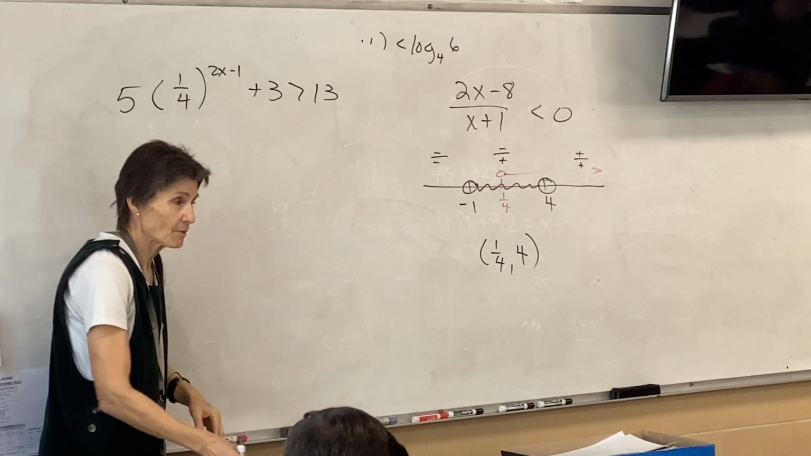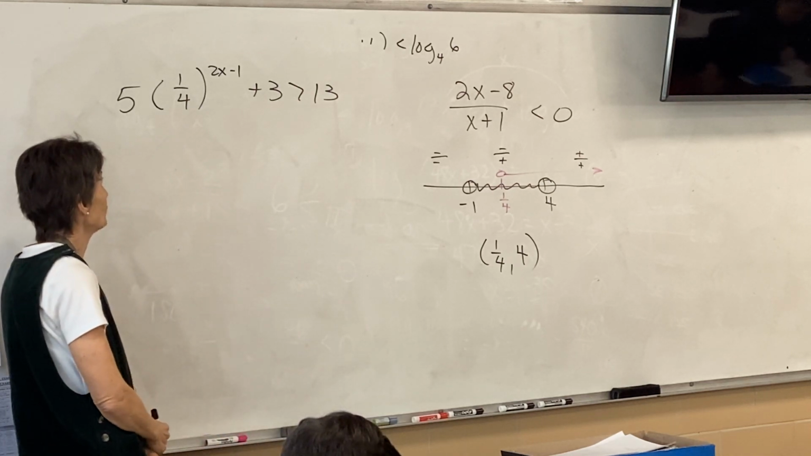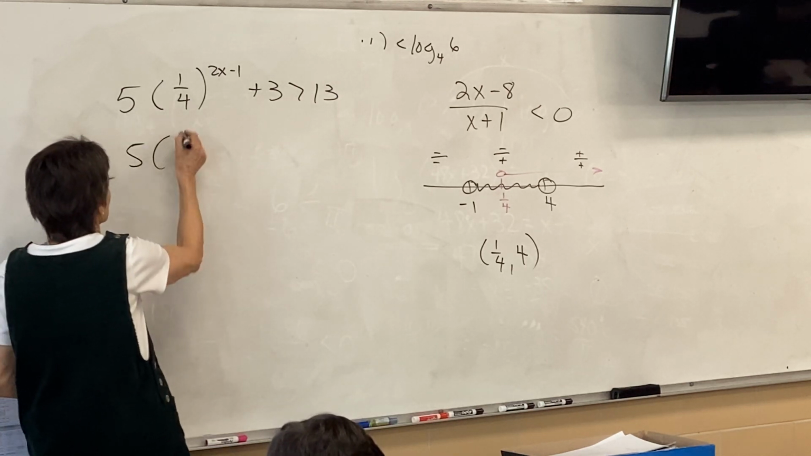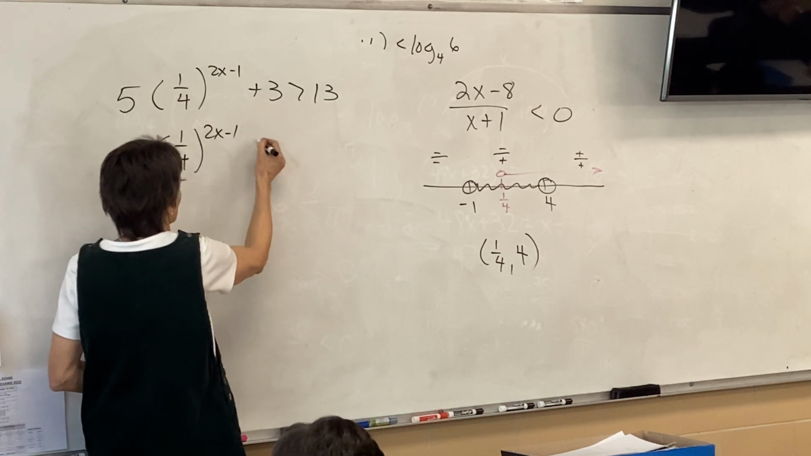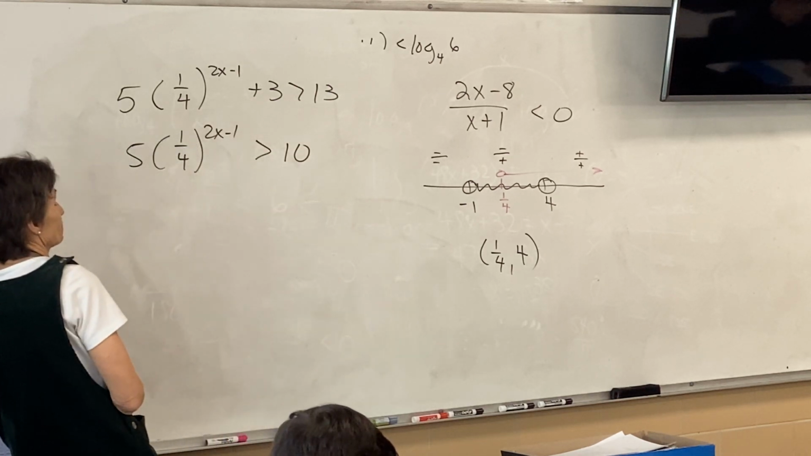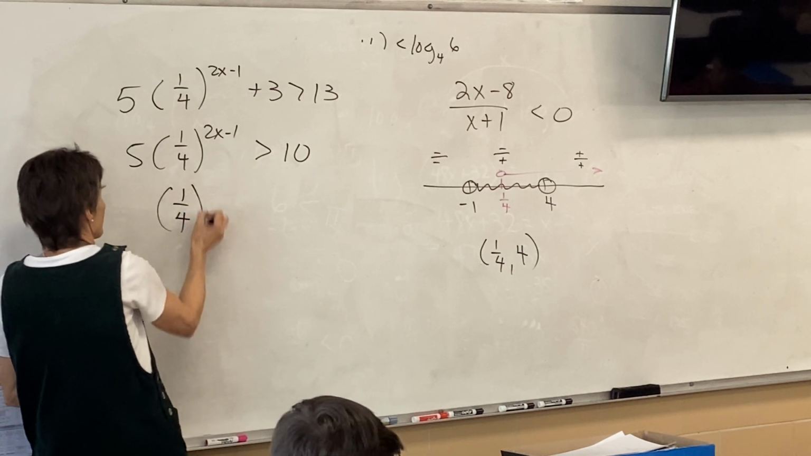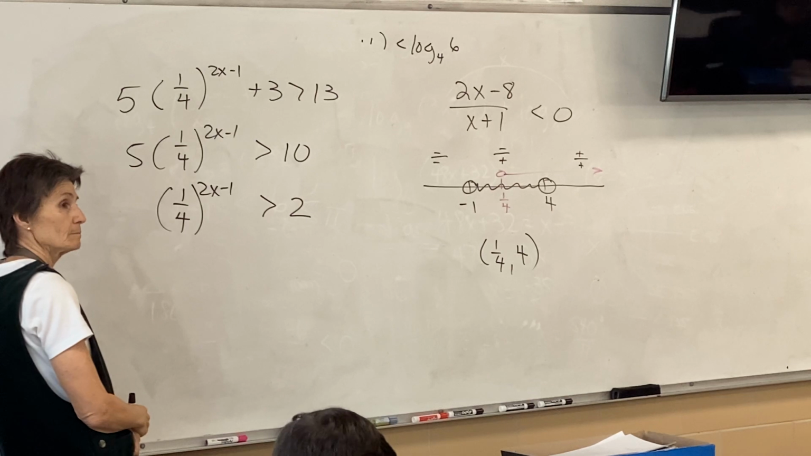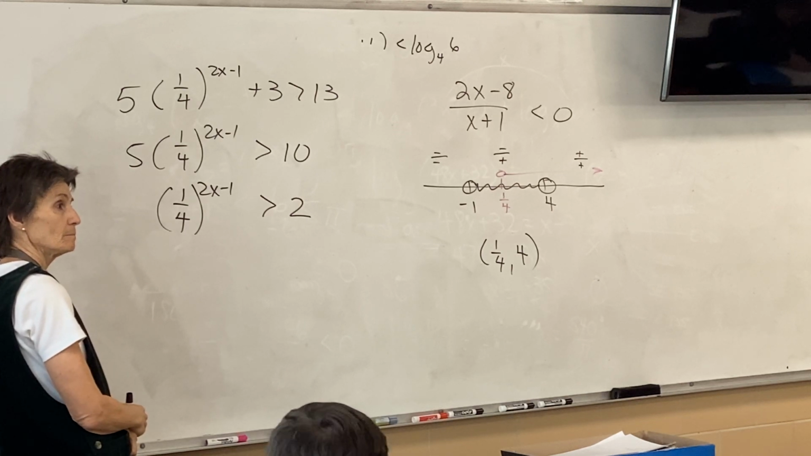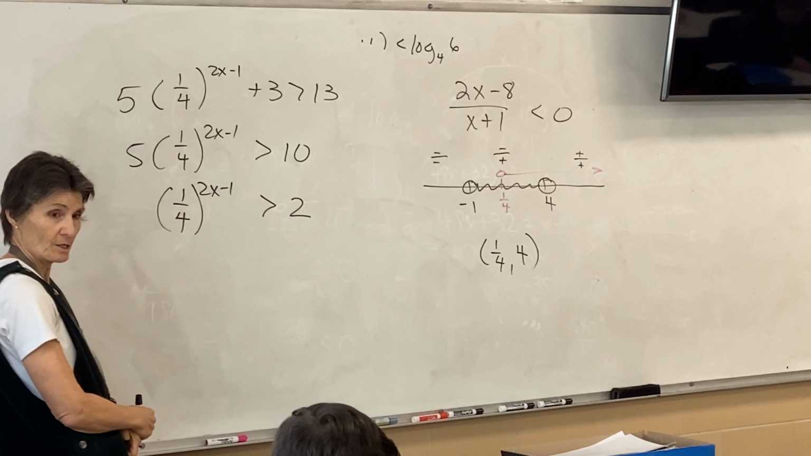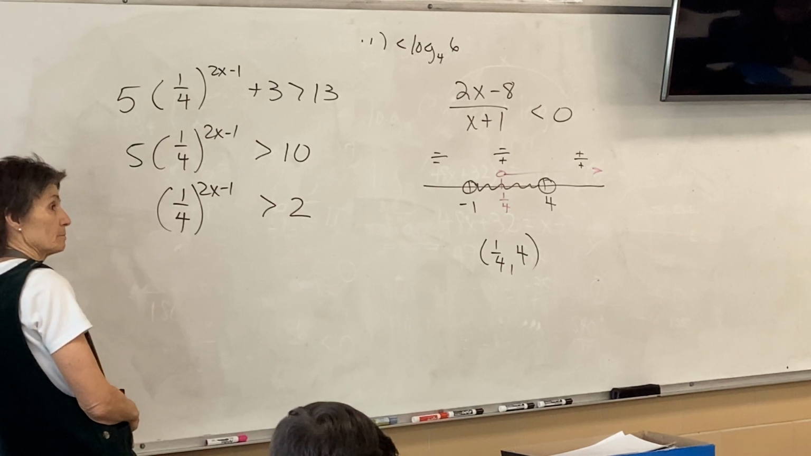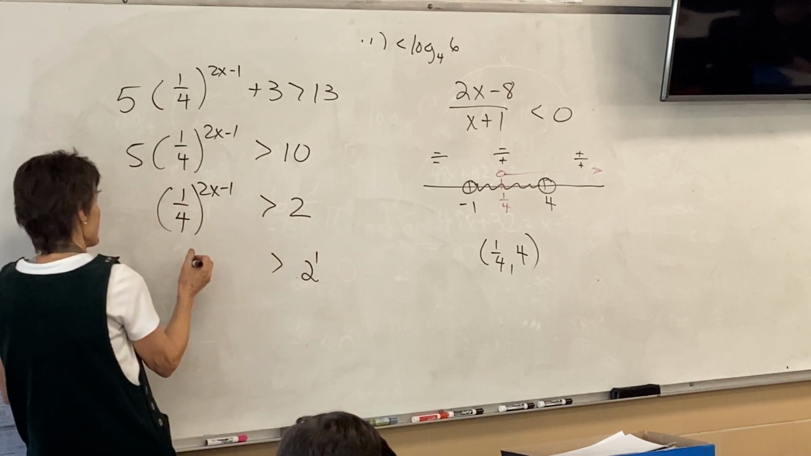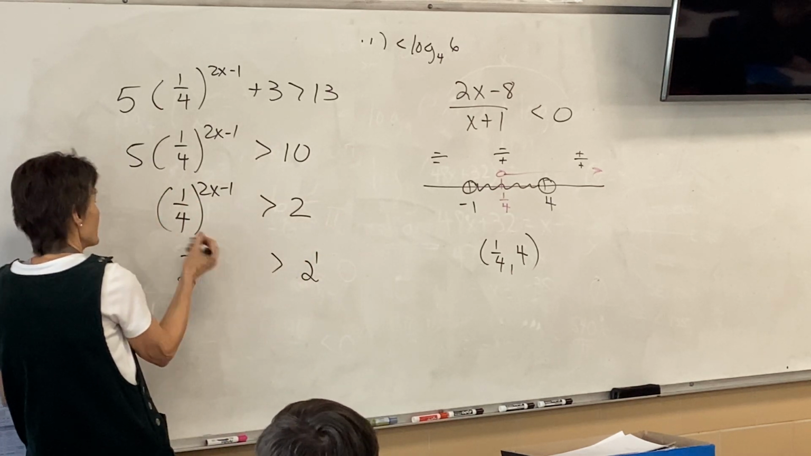Okay, so it's another inequality, but this time it's an exponential. So what do you think we ought to do first? Subtract the 3. Okay? Divide by 5. Common base, and what do you want to use? 2. So this is 2 to the first, so that's fine. This is 2 to the negative 2.